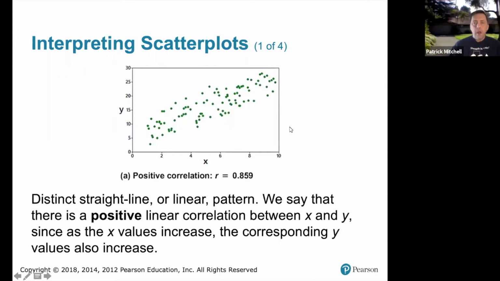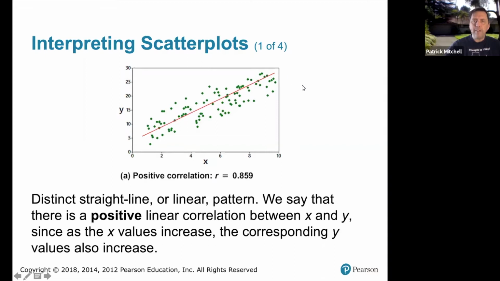So here's an example. These two variables show a distinct straight line or linear pattern. We say that there is a positive linear correlation between X and Y, since as the X values increase, the corresponding Y values also increase. If you think back to your algebra and finding the slope of a line, remember that if the line goes up as you look from left to right, that line has a positive slope.